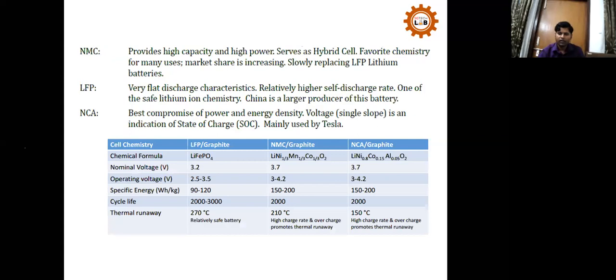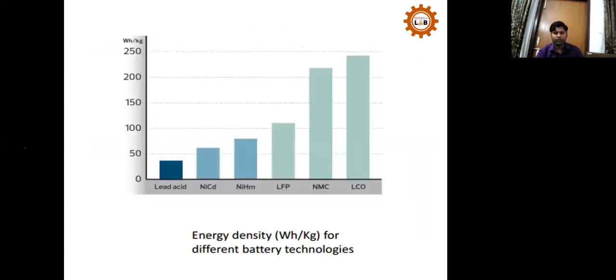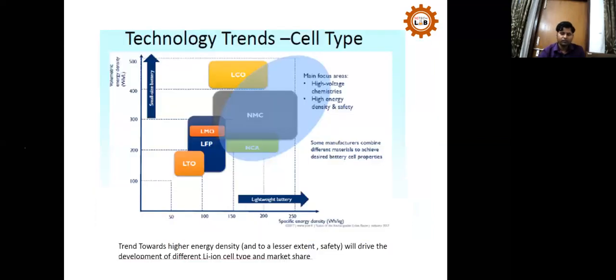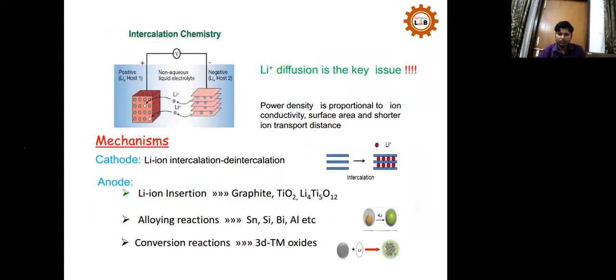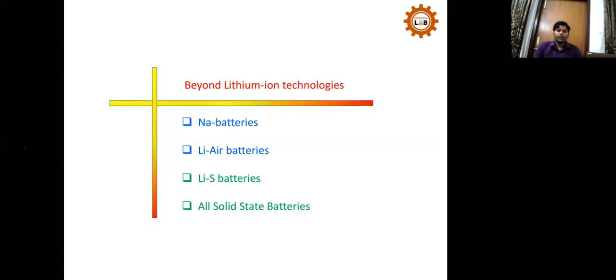So I will not go deep into lithium ion batteries. These are also about lithium ion batteries, so I would just skip this. And other than lithium ion batteries, nowadays sodium batteries and lithium aluminium, sulfur, or other solid state batteries are also being used.